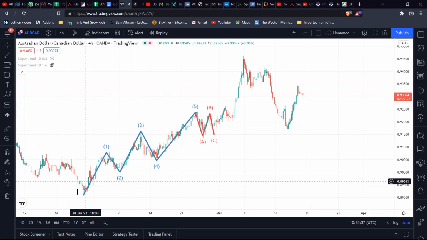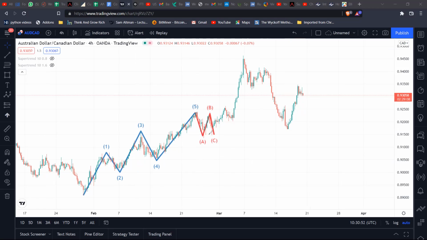So you can see here we have an impulsive wave 1, 2, 3, 4, 5, pushing price higher. And then we have a corrective wave, ABC, to then start the overall trend. Now, if we were looking at this, we're supposed to expect a wave 1, 2, 3, 4, and then 5, right? But in this case, notice what happened. Well, the market did not make a fifth wave. It instead changed the trend entirely.